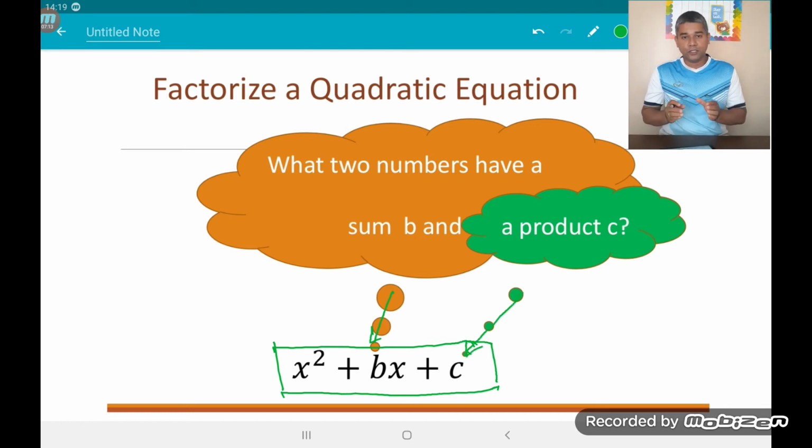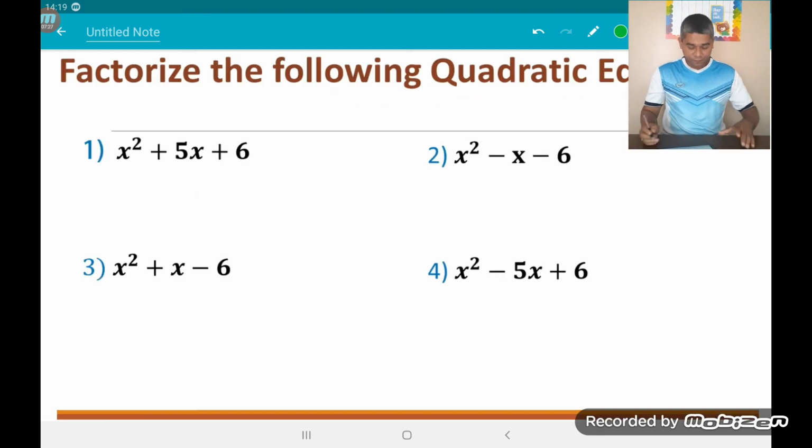So what you have to do is find two numbers. The sum of those numbers is the coefficient of x, and the product is the constant term. That's what we are going to do. Let us try doing some problems here.